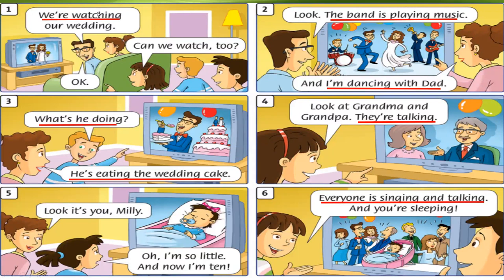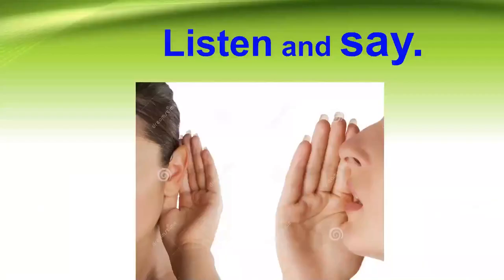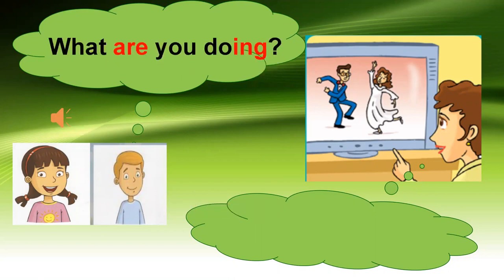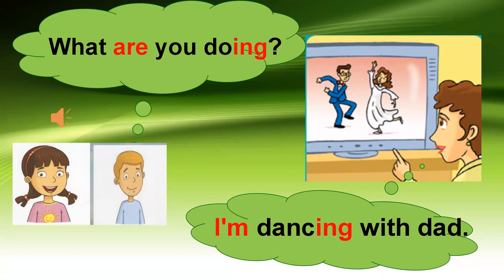Okay, the structure with to be and verb ing. Now you will listen and say these structures. You listen first. What are you doing? I'm dancing with Dad. You listen again. What are you doing? I'm dancing with Dad. Good job. Now it's your turn. The question is, what are you doing? And I'm dancing with Dad. Good job.